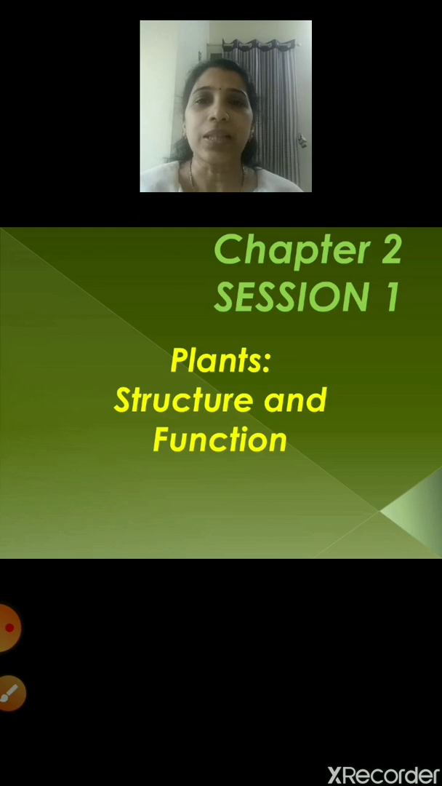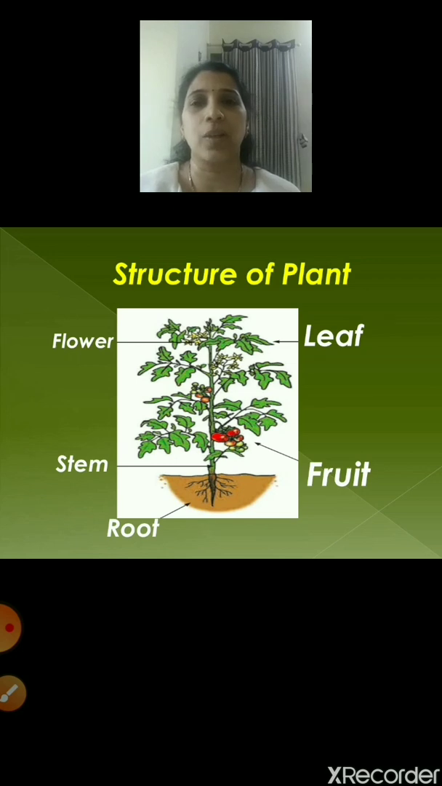So then we saw about the main parts of the plant. Now you can see here the structure of the plant. The main parts of the plant are flower, leaf, fruit, stem and root. So we had seen about the functions of each and every part of the plant.